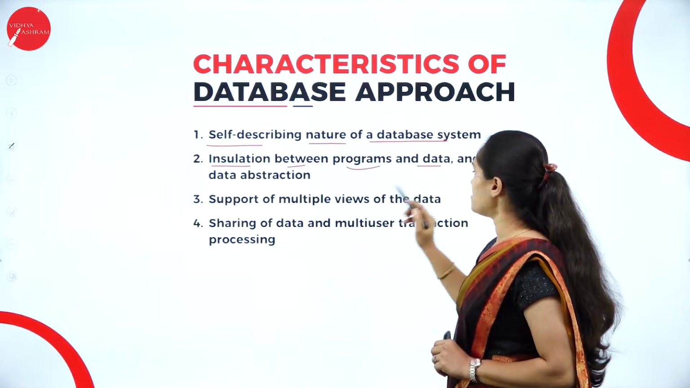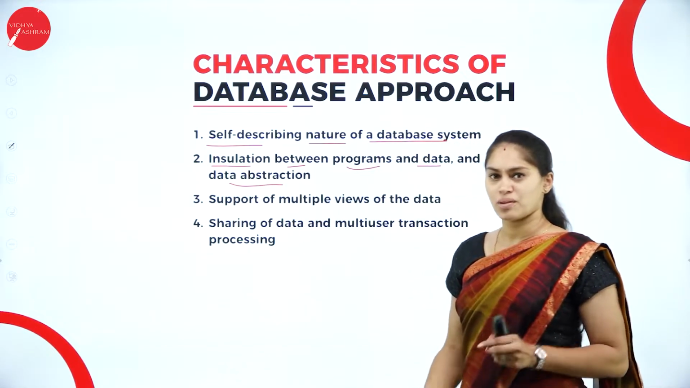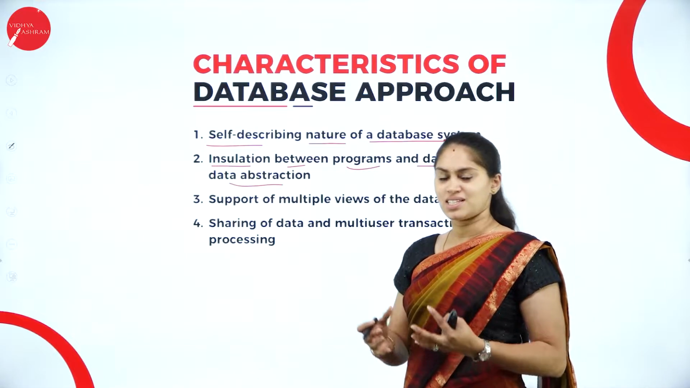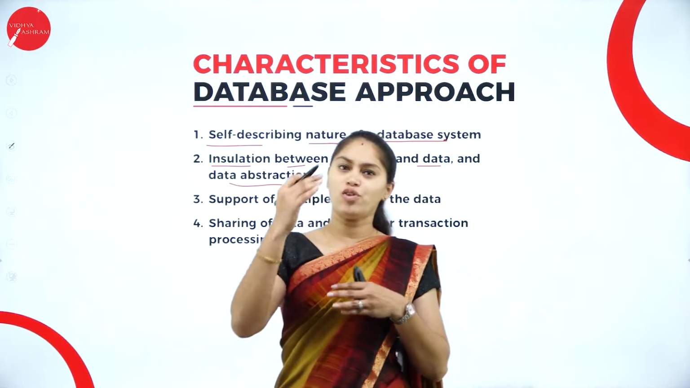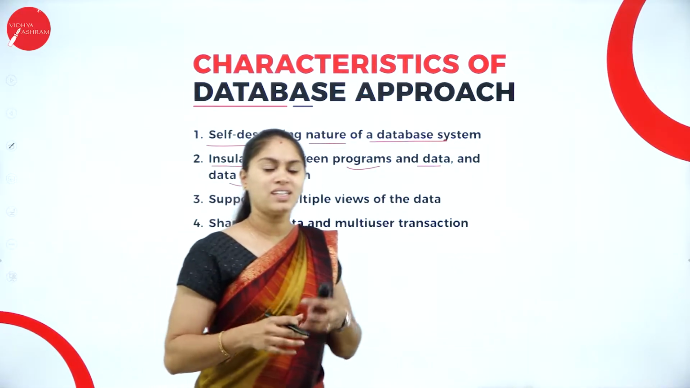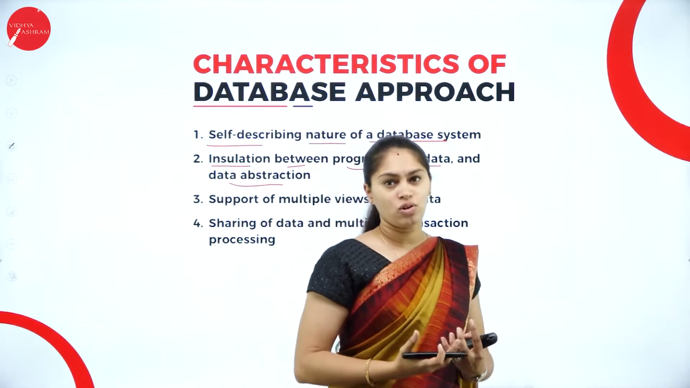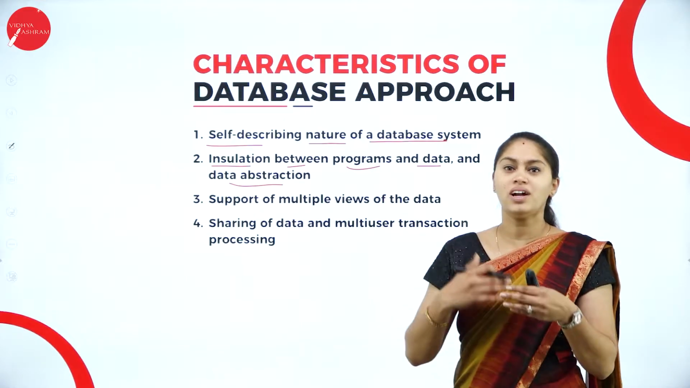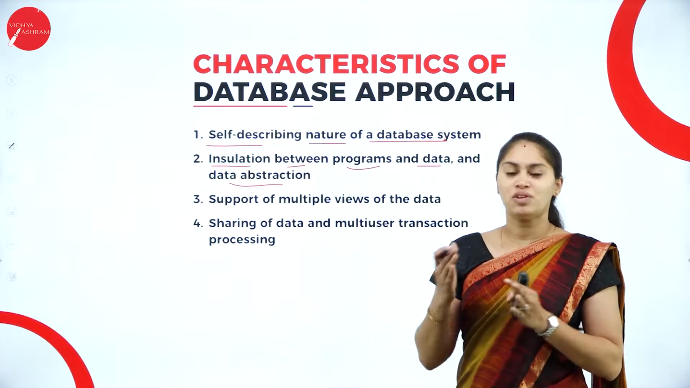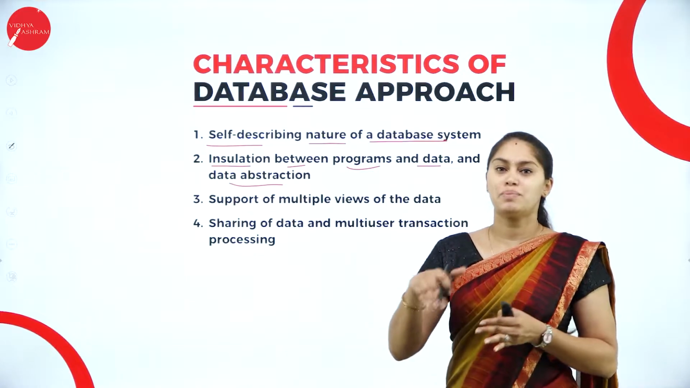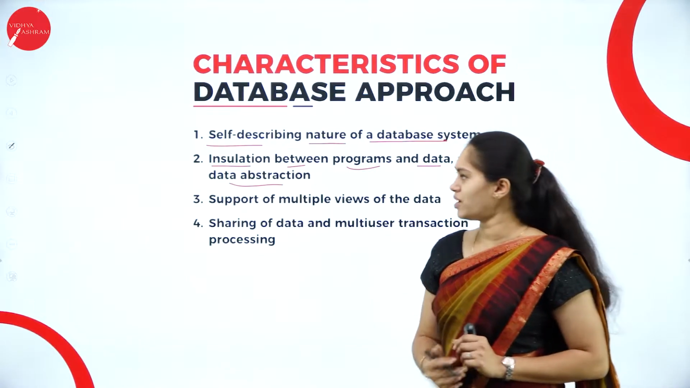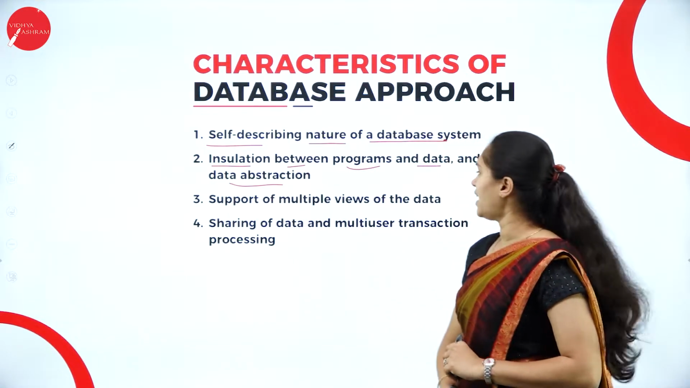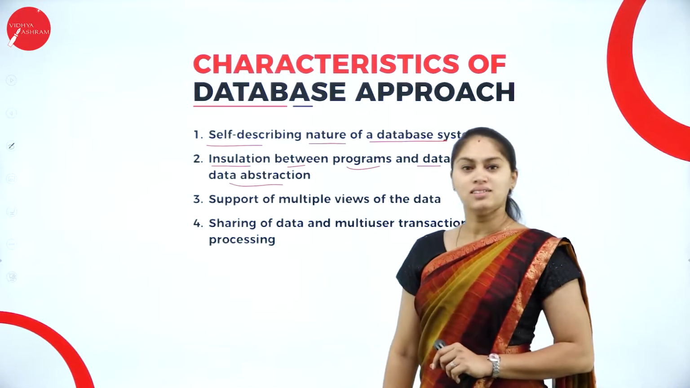The second characteristic is insulation between programs and data, and data abstraction. Consider I have a building with 4 floors. If I am doing some changes or renovating something on the first floor, that should not affect the 4th floor. That is, the data should be independent from one data to another data present in the database. That is insulation between programs and data, and data abstraction.